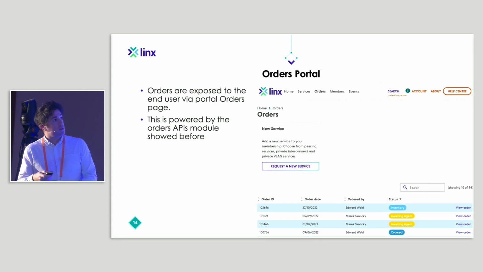If we move on the portal side, that's what the user sees. This will be very, very high level. It will be more detailed tomorrow, I guess, in Mike's presentation. But this is just saying that the orders are exposed to the end user via the portal orders page, which you can see here, and they're listed with the overall status. This is powered by the orders API module, which we showed before.